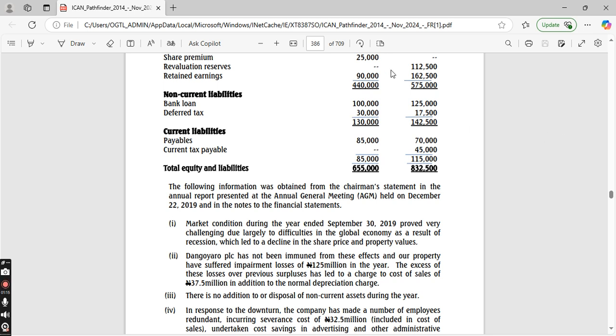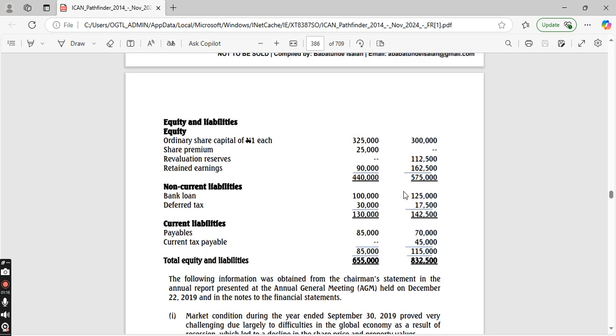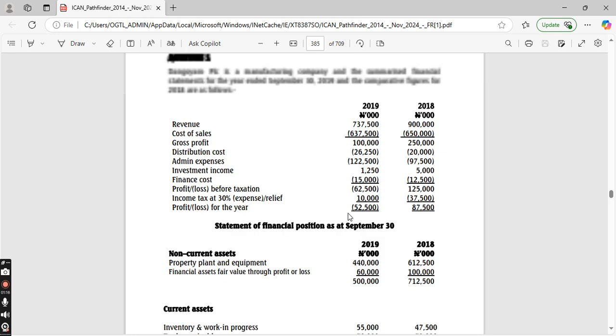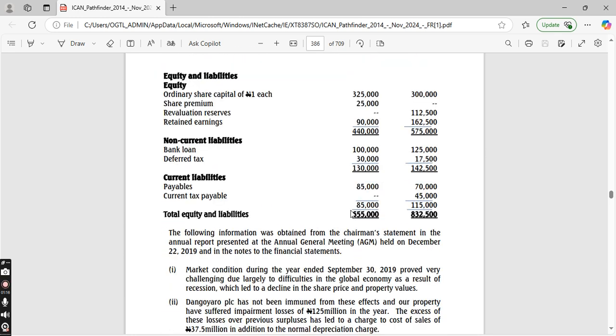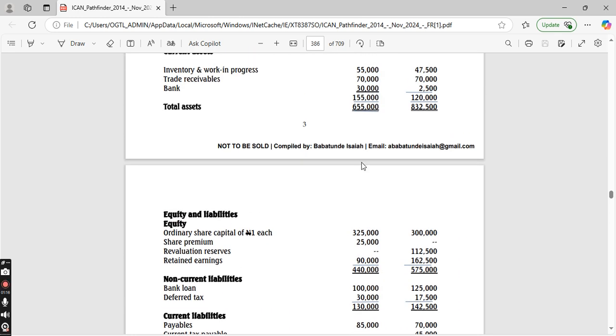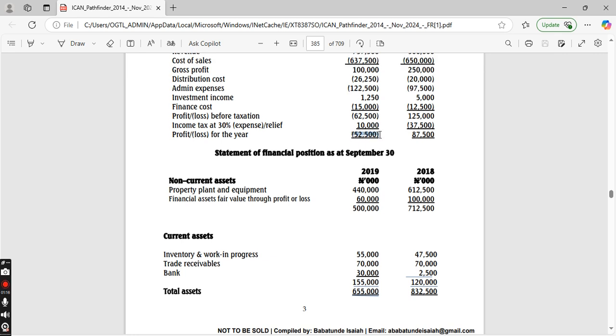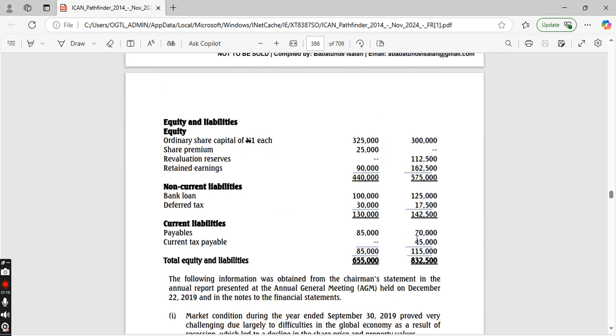We said we have 162,500 in our retained earnings before, right? And now we have 90,000. The difference there is 72,500, right? Whereas what should have left this retained earning is this loss for the year, which is 52,500. This 52,500 is what would have left this retained earning. Do you understand?